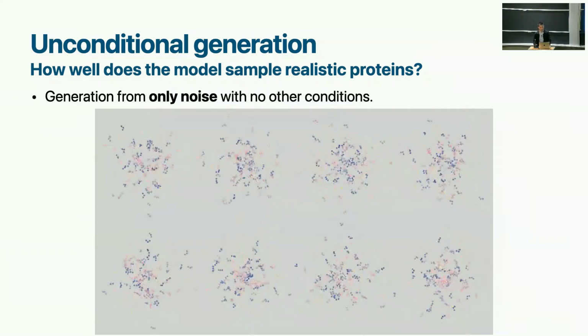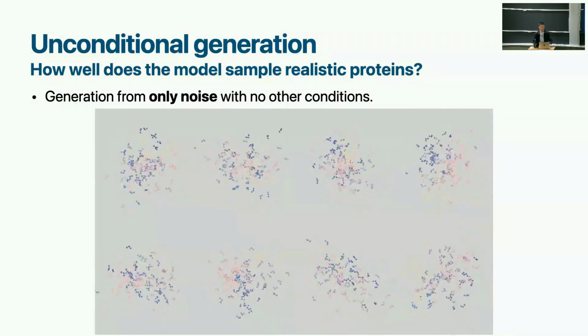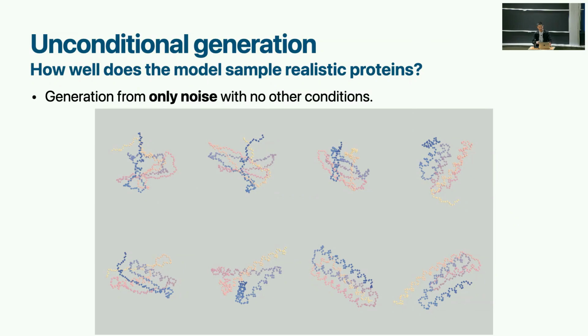And so this is what the generation process looks like. That's starting from pure noise, with no other condition than just generate me a random protein. And then the model is going to iteratively decode it, and it's going to come up with a diverse set of proteins here.